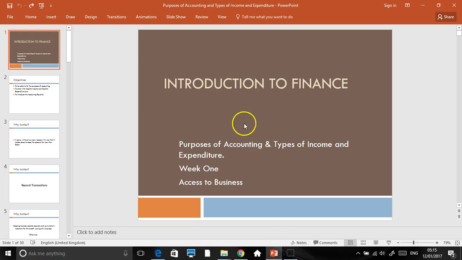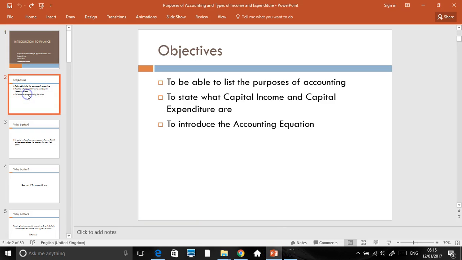So what do we have here? Let's start. Our objectives are to look at the purposes of accounting, to state what capital income and capital expenditures are, and to also introduce the accounting equation.